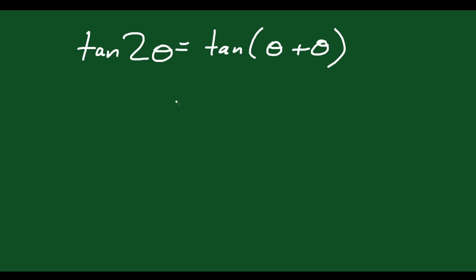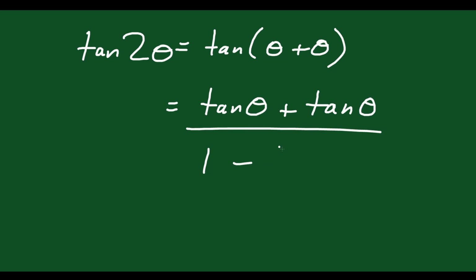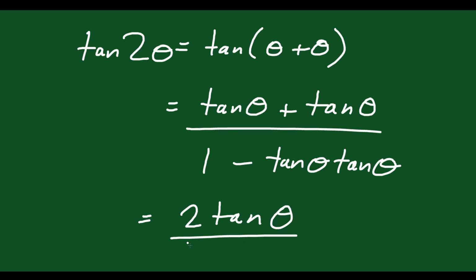And then finally, we have tan of 2 theta, which is going to equal tan of theta plus theta, which you could say is equal to tan theta plus tan theta divided by 1 minus tan theta tan theta, just like that. And that's going to simplify to 2 tan theta divided by 1 minus tan squared theta.